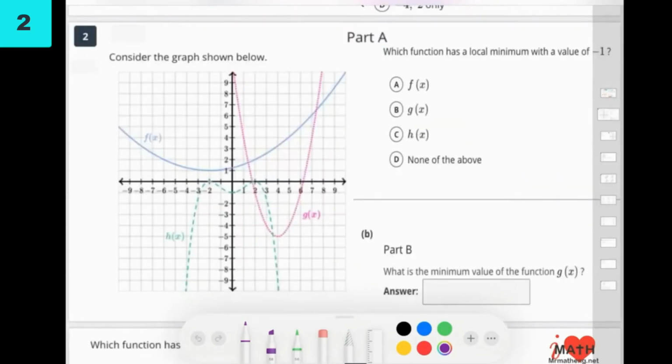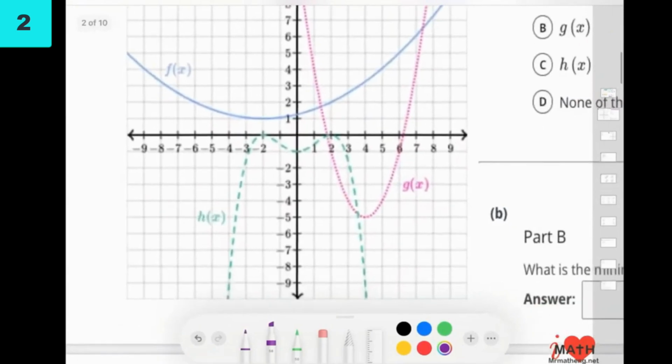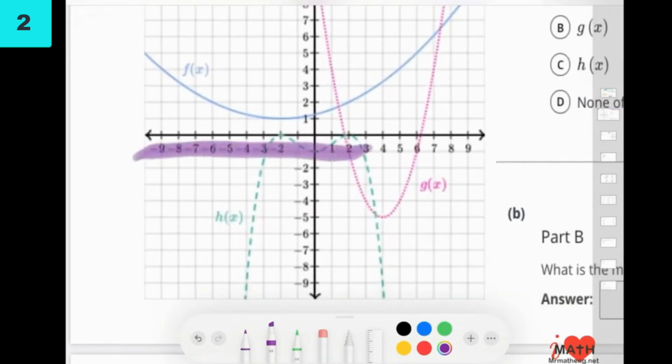Part A here says, which function has a local minimum of a value of -1? So if I go down to a y value, and I'm going to make my purple line there, does any of those graphs hit that purple as a low point? Well, the blue one does not, f of x does not. The g of x goes, that purple line goes through it, but it's not the low point. And if you look at h of x, here is a maximum.